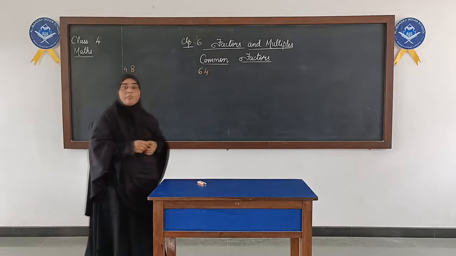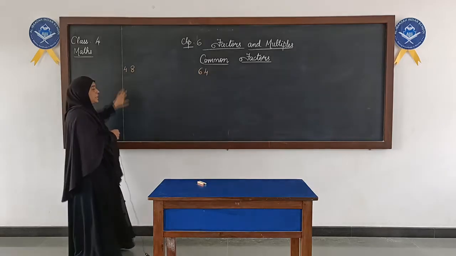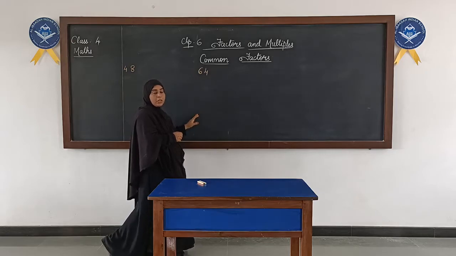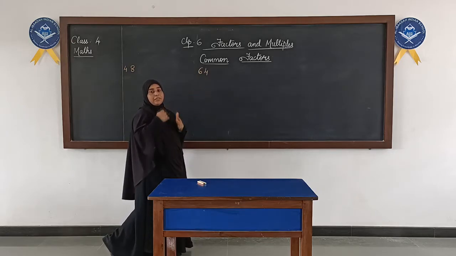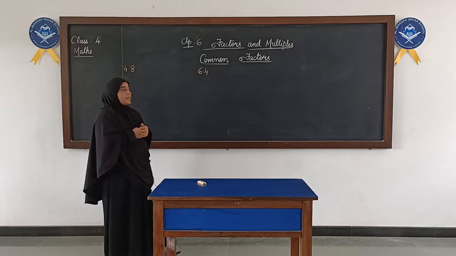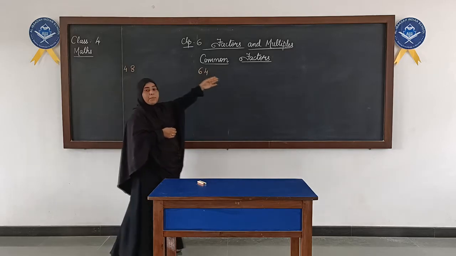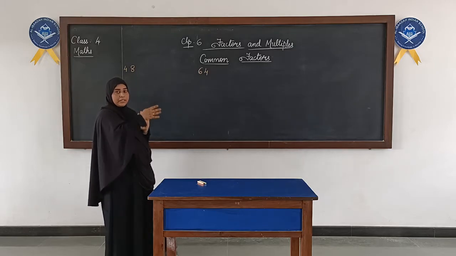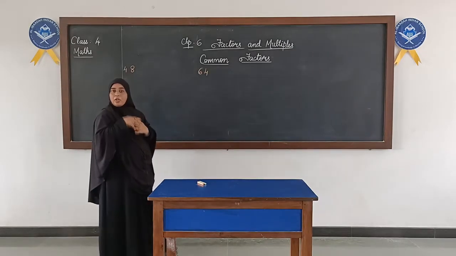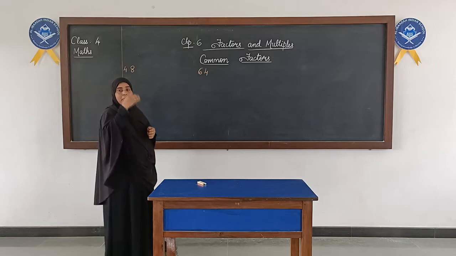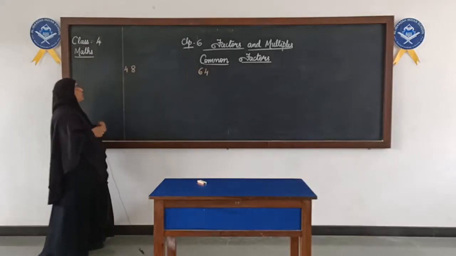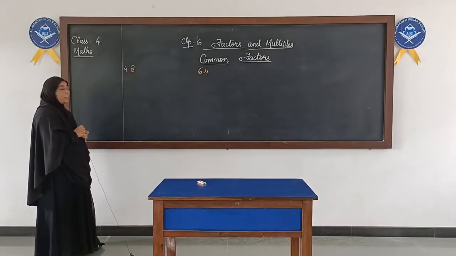So first we have to find all the factors of 48 and then we have to find all the factors of 64, and then we will compare and see which are the common factors over there. Sometimes you might have three numbers also. Okay, the method is same even if you have two or three numbers. You first have to find all the factors and then you have to compare and see which are the commons. Okay, so first we will find the factors of 48.